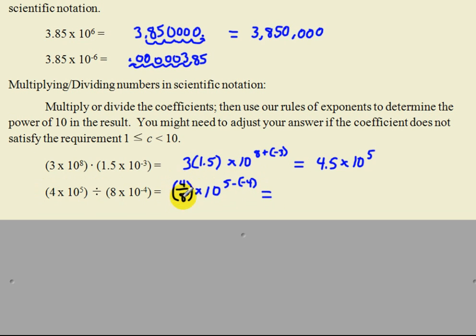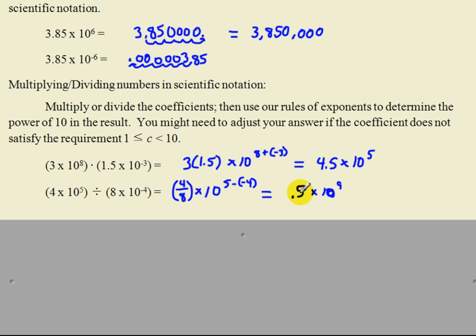Okay, 4 over 8 is the same thing as 1/2 or 0.5. In the past we've preferred, or at least I prefer, to work with fractions, but in scientific notation we want to work with decimals. Some of you will like that. So we have 0.5 times 10 to the 9th power. 5 minus negative 4 is a positive 9.